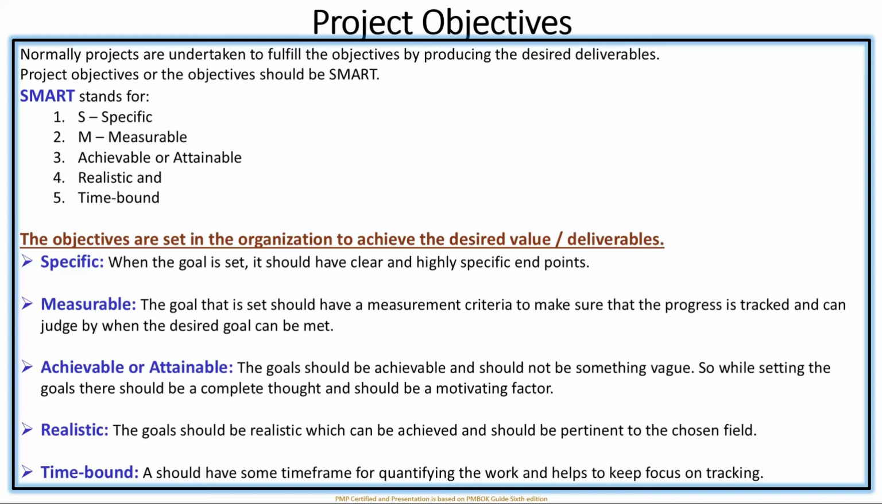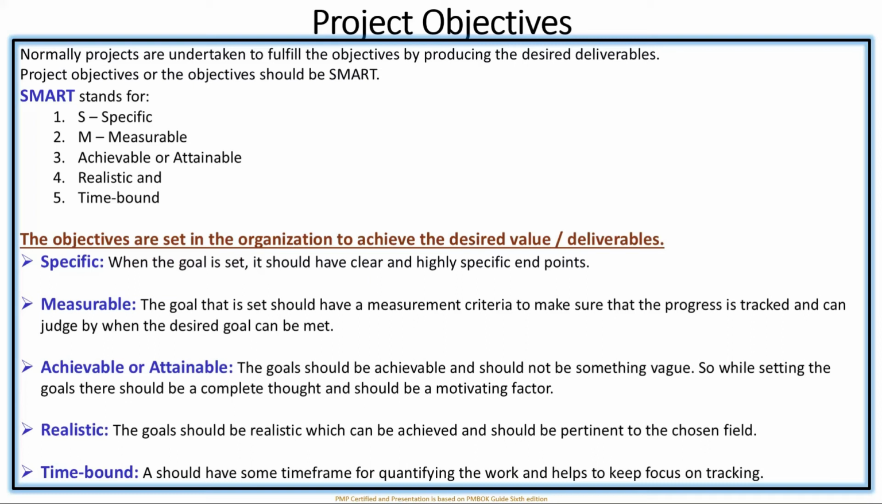Okay. Measurable. The goal that is set should have a measurement criteria to make sure that the progress is tracked and judged by when the desired goal can be met. Right? Whenever we are defining an objective, we need to make sure that the goals are measurable. We cannot say, okay, I am going to perform this task and that is never going to be met. No, if you are going to perform this task, by when you are going to complete it, and what is the measurement criteria, meaning how you are making sure that you are making progress in whatever you have defined, right? So that is your measurable.